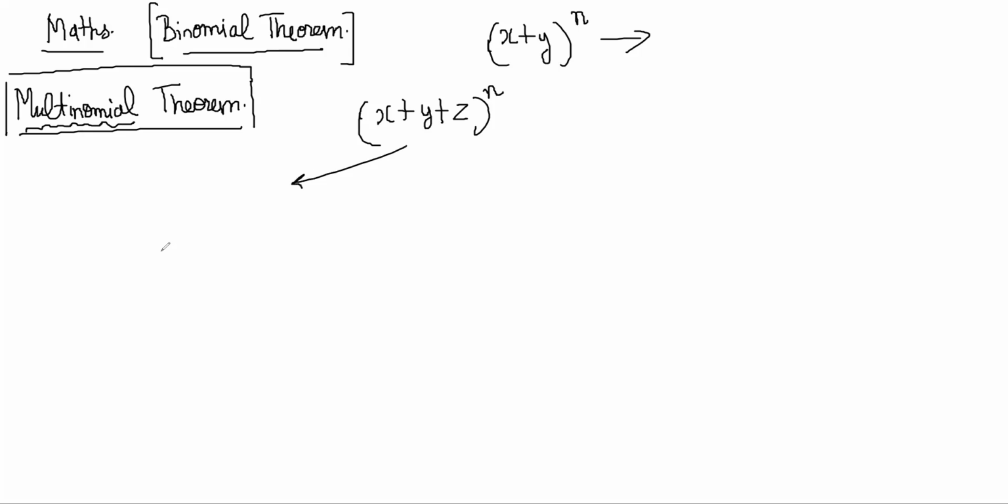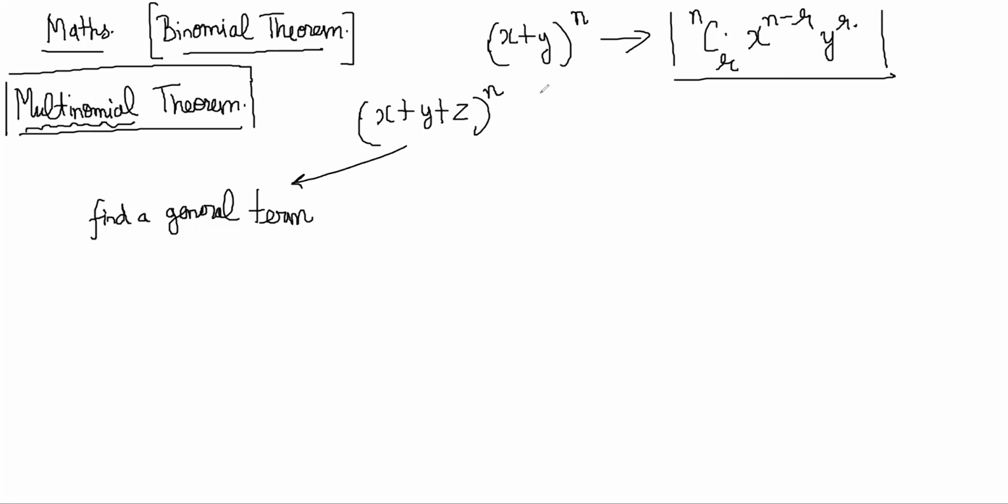Two things we need to find. How to find a general term here, just like in the binomial theorem we found the general term as x power n minus r, y power r, right? And basically r goes from 0 to n. Similarly, I want to find a general term for this expansion. And I also need to find out how many terms will appear.